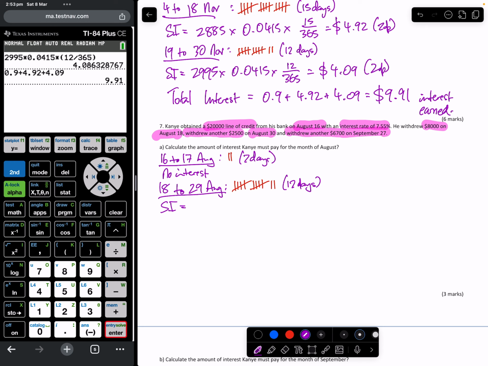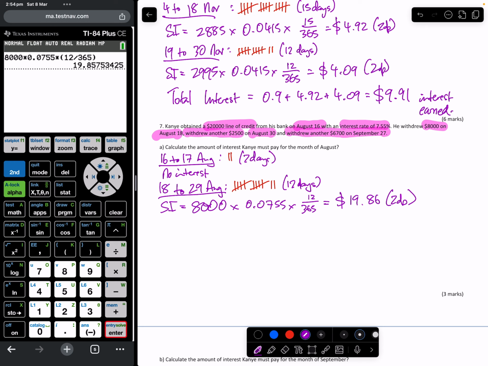So 18th to 29th, he had 8,000 withdrawn, times by the rate of 0.0755, times by 12 on 365. 8,000 times by 0.0755 times by 12 on 365. You're going to pay $19.86 interest to 2DP. What's next?